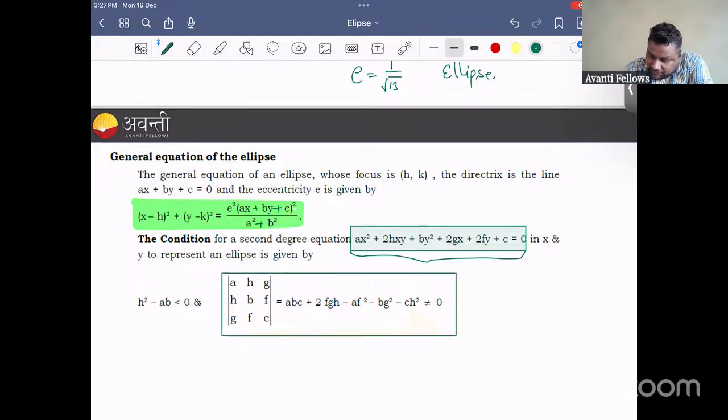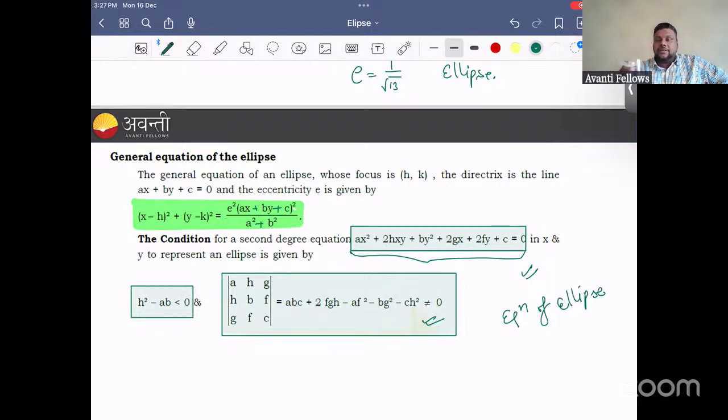This is the delta of this equation: ABC plus 2FGH minus AF square minus BG square minus CH square. If this is non-zero and H square is less than AB, then this equation will be the equation of an ellipse. But for that, ABC plus 2FGH minus AF square minus BG square minus CH square should not be 0.